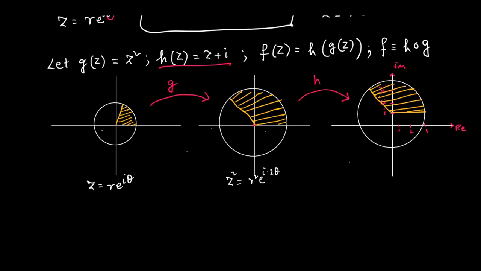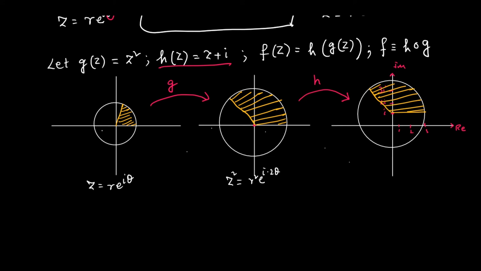So the circle will shift like this. Nothing will change. The region will remain intact. Only the circle will take a shift. The center will shift from origin to i, zero. So that means this will happen under the effect of h.